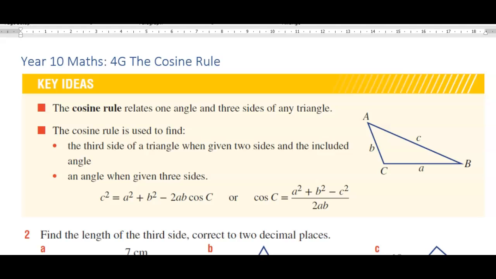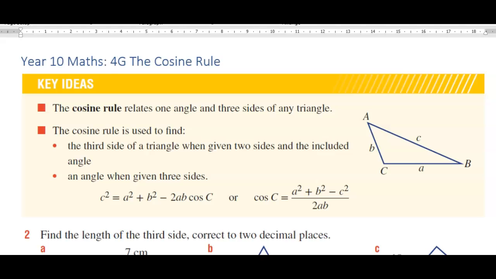Hi ladies, in this video we're going to go over the cosine rule. So in the previous video for 4F we did the sine rule, and you use the sine rule and the cosine rule for non-right angle triangles. So think about your triangles in two forms.